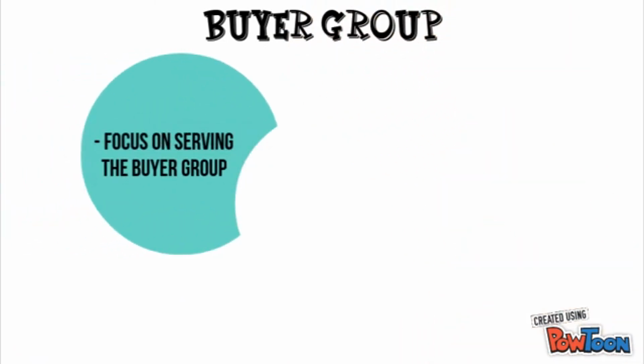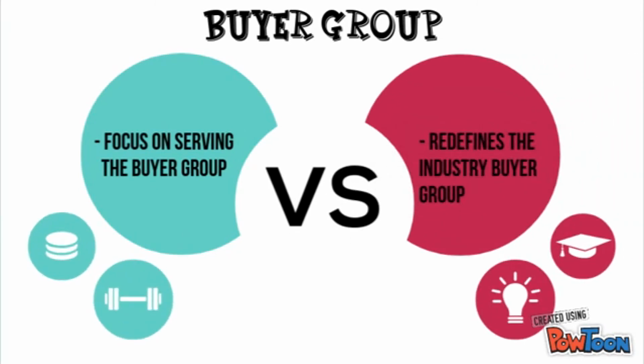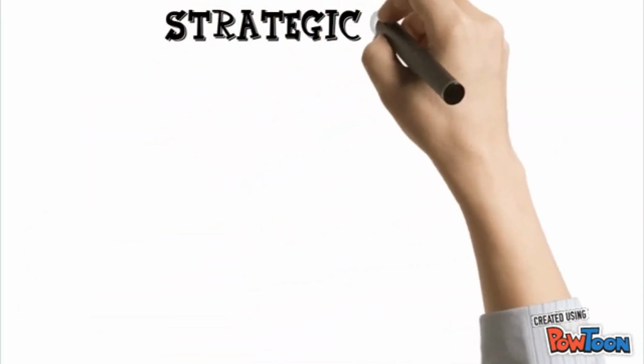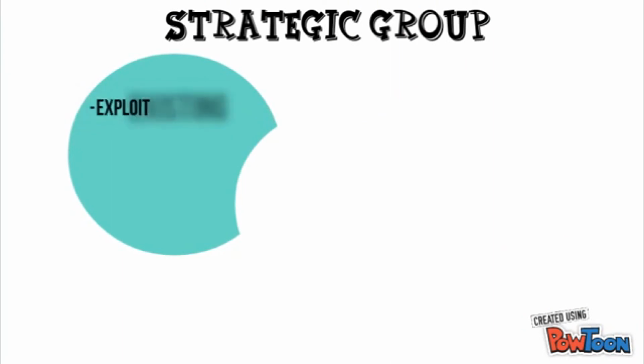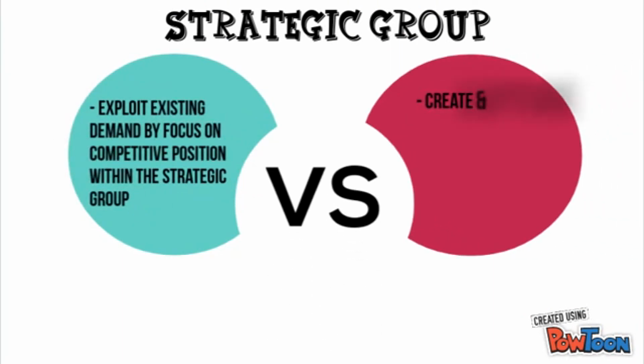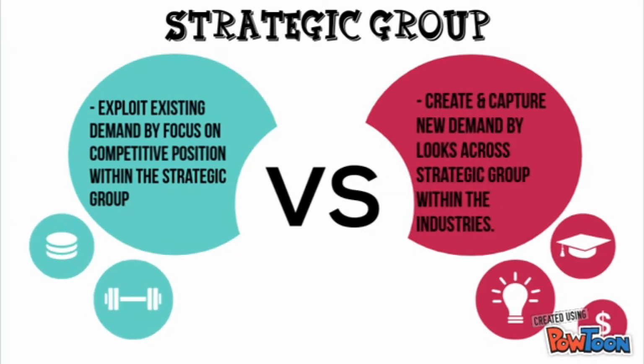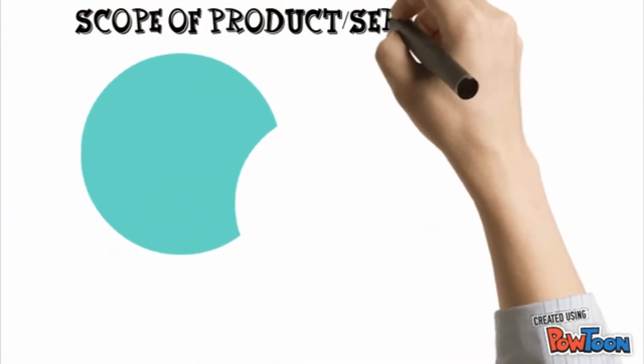Buyer group. Competitor analysis focuses on serving the buyer group, while Blue Ocean strategy redefines the industry buyer group. Then, strategic group. Competitor analysis exploits existing demand by focusing on competitive position within the strategic group. However, Blue Ocean strategy creates and captures new demand by looking across strategic groups within the industries.